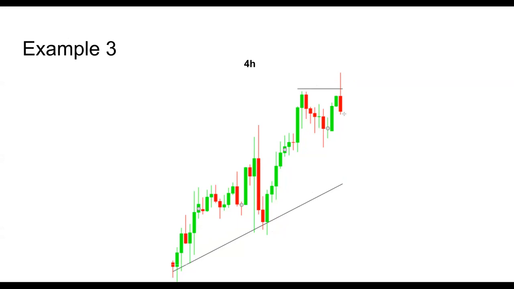A break of that low. Yeah, a break of this low, or we can wait for price to pull back and do a retest of this level, okay? Because remember, this of course is our first example, this is our second example.